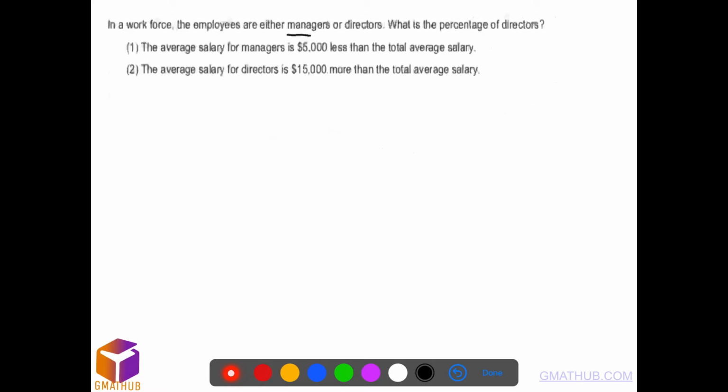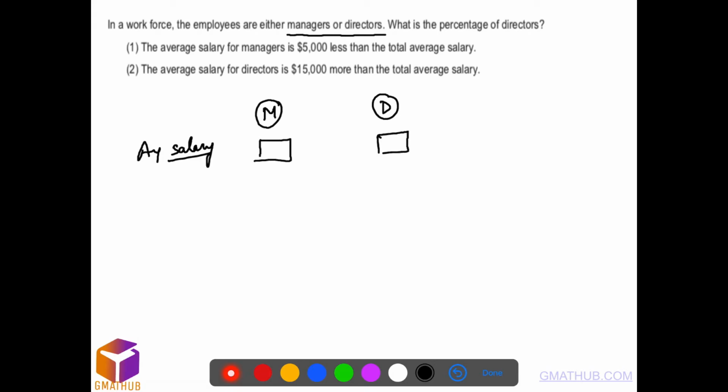Employees are either managers or directors. So managers on one side, directors is the other thing. We're talking about average salary, so it could be anything: average salary, average score, average price. So these are average salaries for managers and directors, and let's say average salary overall, okay, in the entire company.